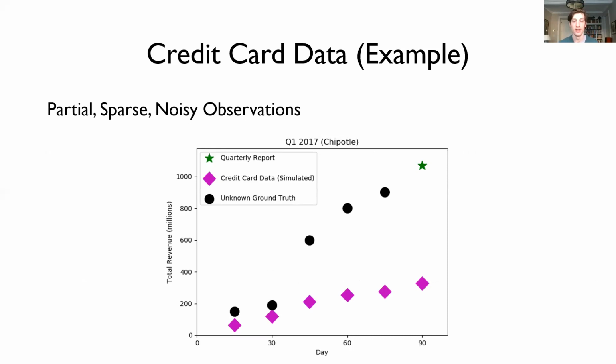Back to our running example, this is what our data landscape looks like. We have credit card data in magenta. We get this with some frequency, daily, weekly.